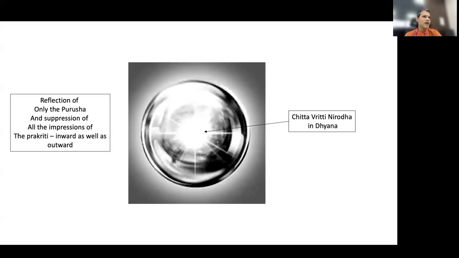What is the process of knowing which vritti, like you mentioned, is dominant in them? How do we know that, like asking them? Because it's also possible they are not aware of what vritti they are in.